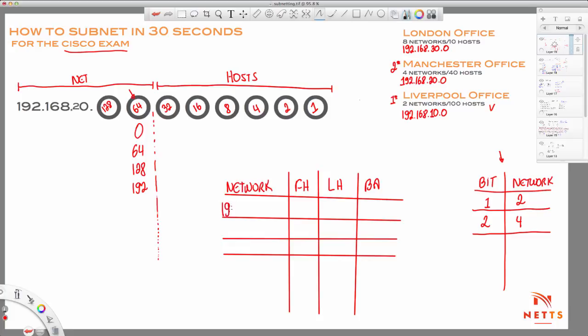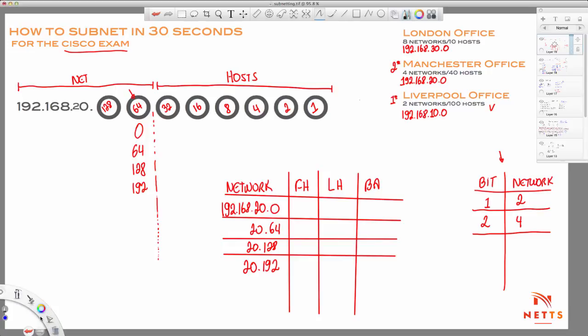The first network, 192.168.20.0. The second network, 20.64. The third network, 20.128. And the fourth network, 20.192. That's the 4 networks that we got. That's the 4 networks that we need for Manchester.